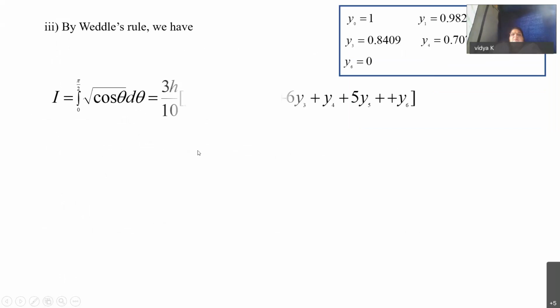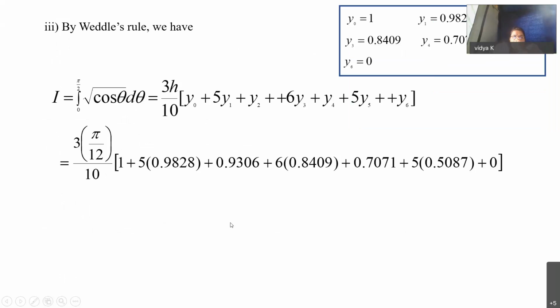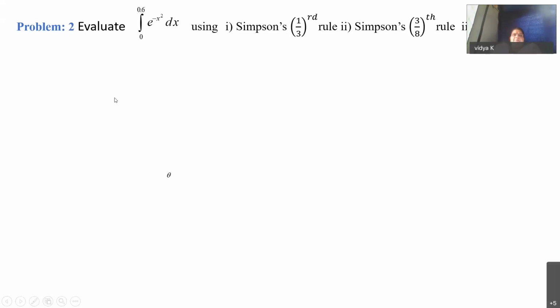Write the formula, substitute, you get that. And check in the calculator directly: you do the integration of root cos. In some calculators you can. Then see, among those three formulas, Weddle's value will be more accurate. It is very close to the required value in the calculator. So therefore Weddle's rule is the most accurate method.